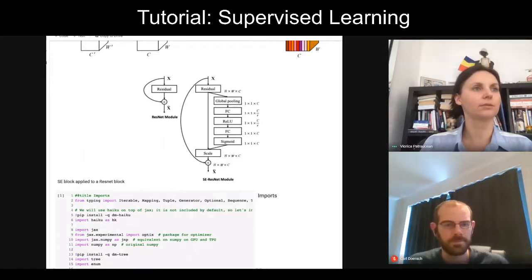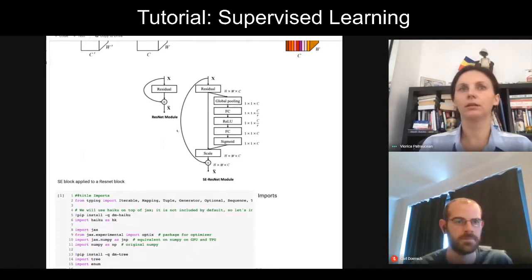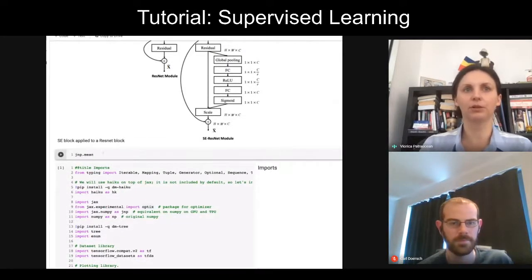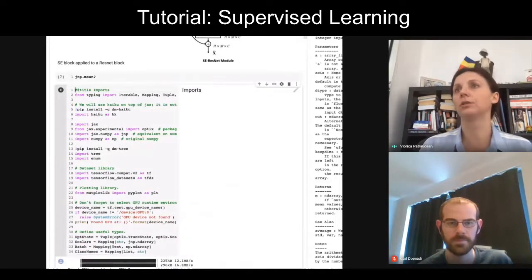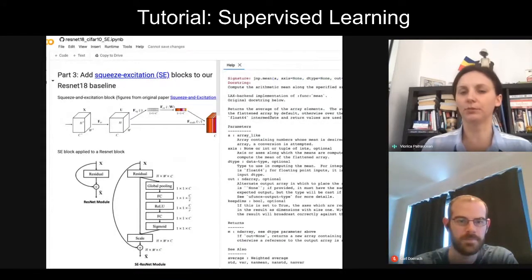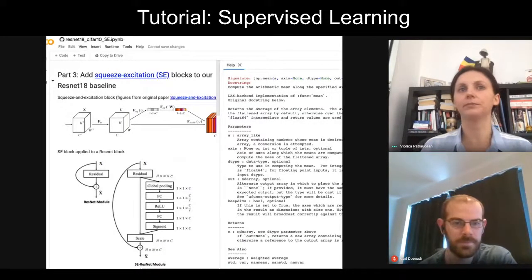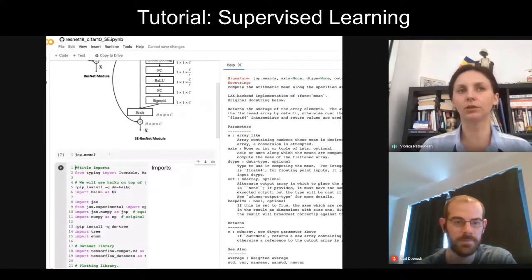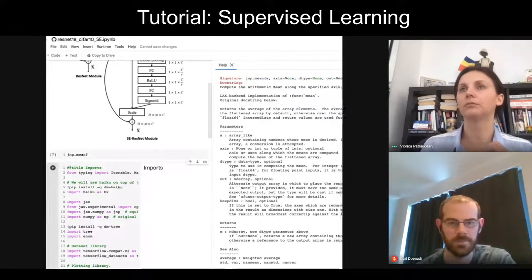So let me see if maybe I haven't shown this. When you're not sure about the syntax, you just type the function here and put a question mark, and then if you run that cell, it should bring up the docs for that function. I'm not sure if you see it. So to do the global pooling there, you could use JNP mean, and this is the signature of the function. You have it here.